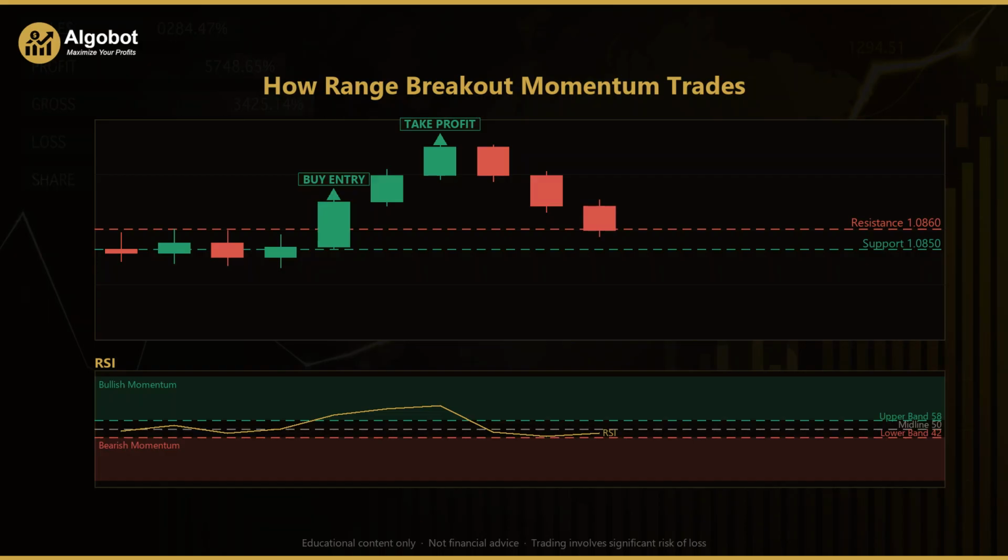Notice what RSI does just after. It rolls over and slips back beneath 50. Had the target not been reached first, that fade back through the midline is exactly where the active exit would have stepped in and closed the trade.